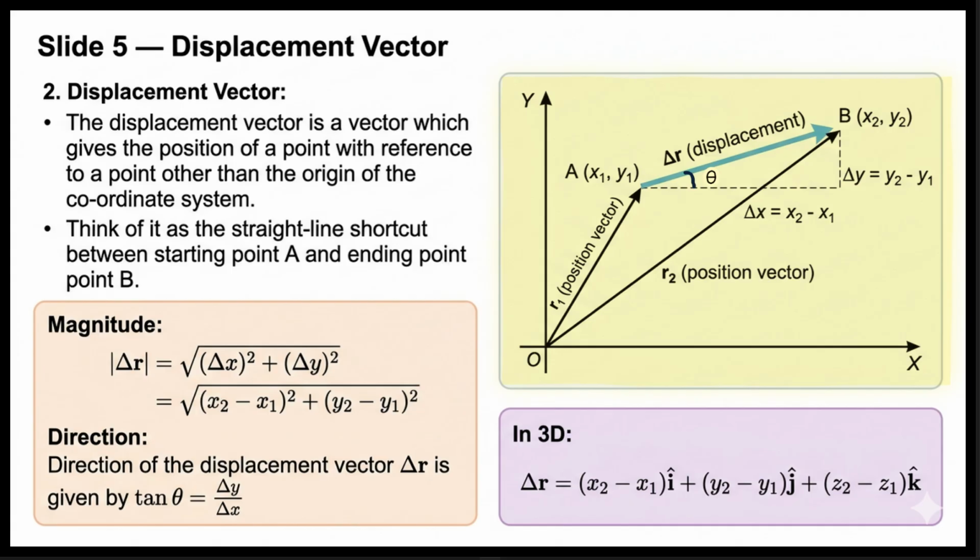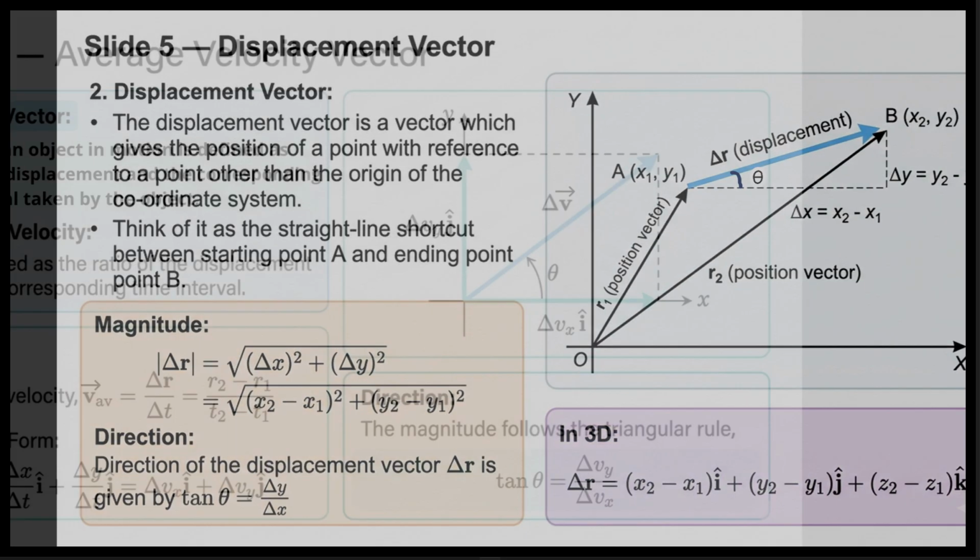The displacement delta r is the arrow from A to B. Its magnitude is the square root of delta x squared plus delta y squared. The direction satisfies the tangent of theta equals delta y over delta x. In 3D, the formula adds a z component along k-hat.